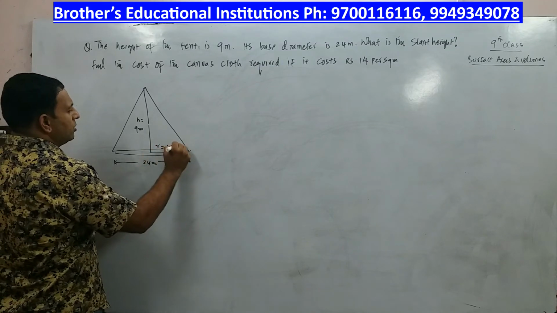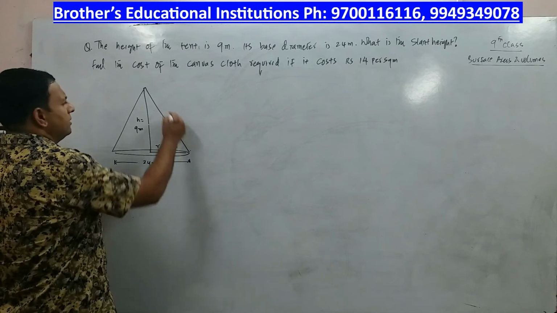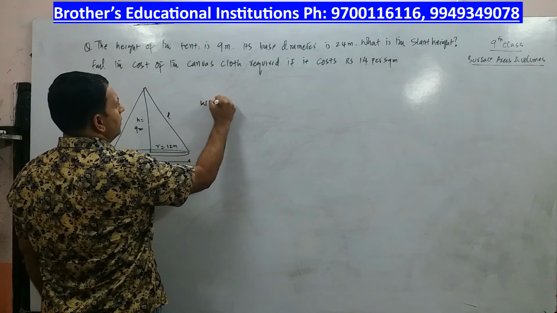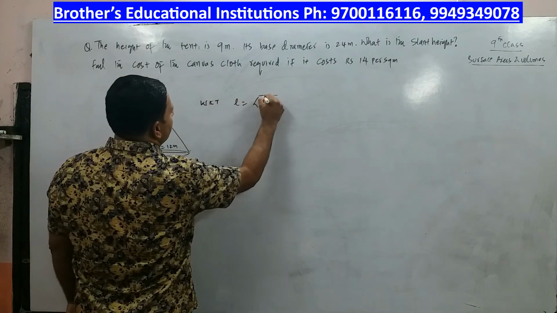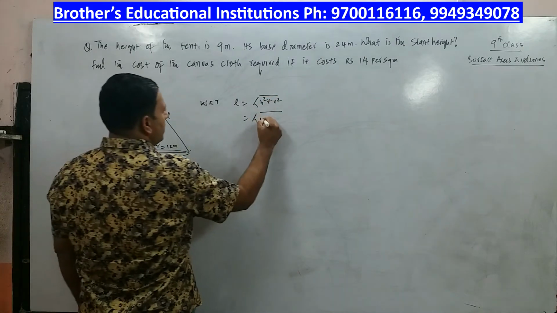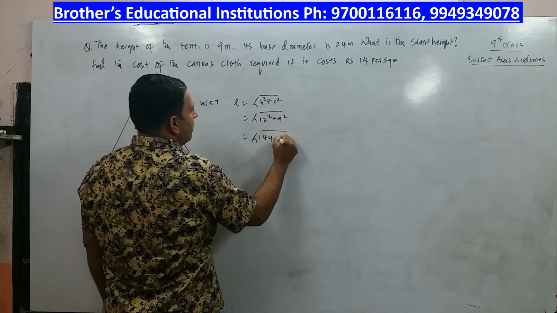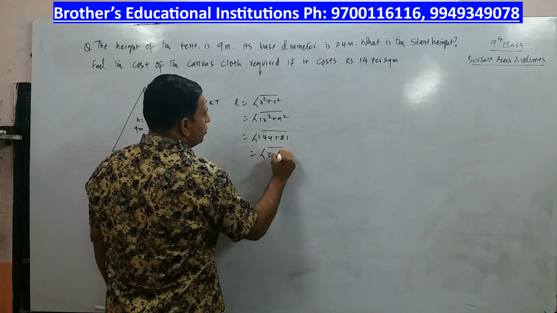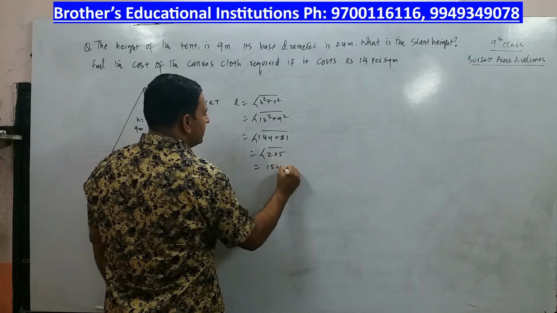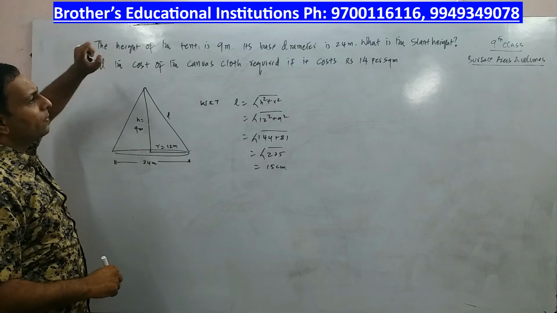So what will be the radius? The radius will be equal to what? 12 meters. So this is also given. What is the slant height? L. We know that L is equal to the square root of H square plus R square. So that is equal to 12 square plus 9 square. 12 square is 144, 9 square is 81. It is root of 225, that is equal to 15. So I got the slant height as well. Now what is the question asked? What is the slant height?